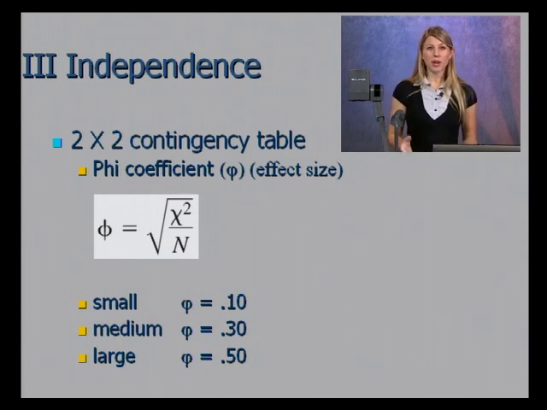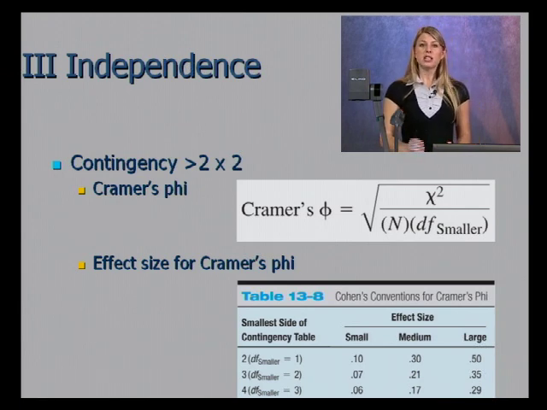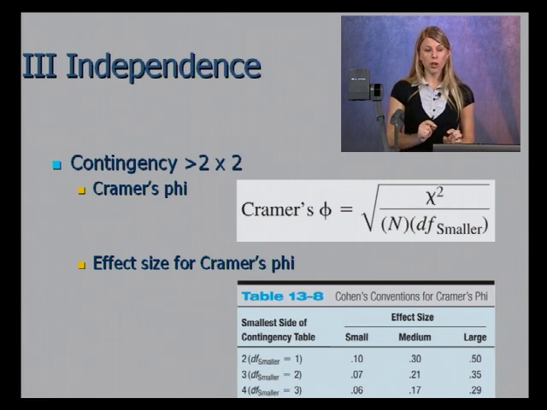Now, what if you have a table that has more than a 2 by 2? For example, if we had used hair color and, instead of dark and light, we use blonde, redhead, brunette, black hair, other, pink, purple, maybe they have different colors of hair on there. So now we have not a 2 by 2, but maybe a 7 by 2. If you have anything greater than a 2 by 2, then the effect size that you want to use is Cramer's phi. And Cramer's phi is similar to phi, except you take the square root of your chi-square value divided by n times the degrees of freedom for the smaller category.